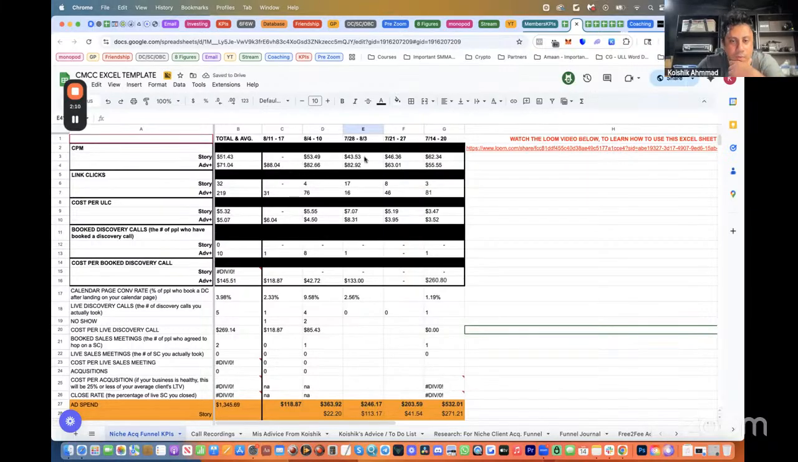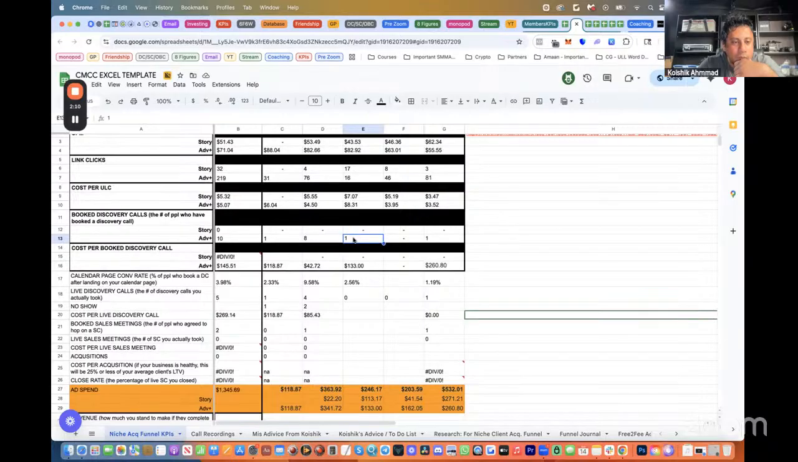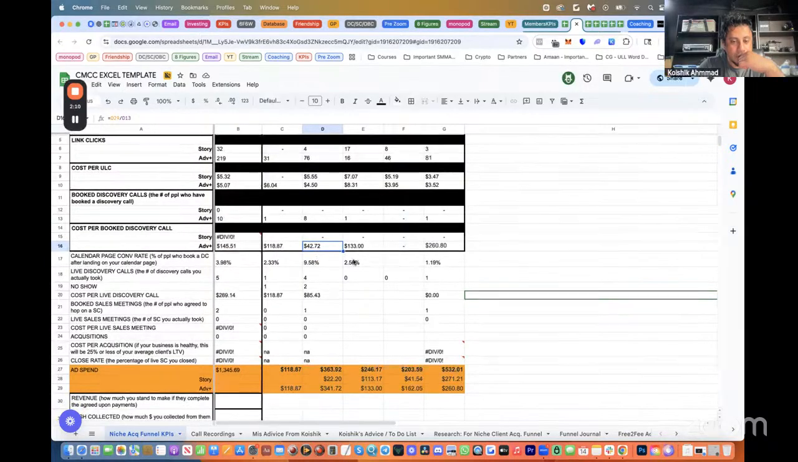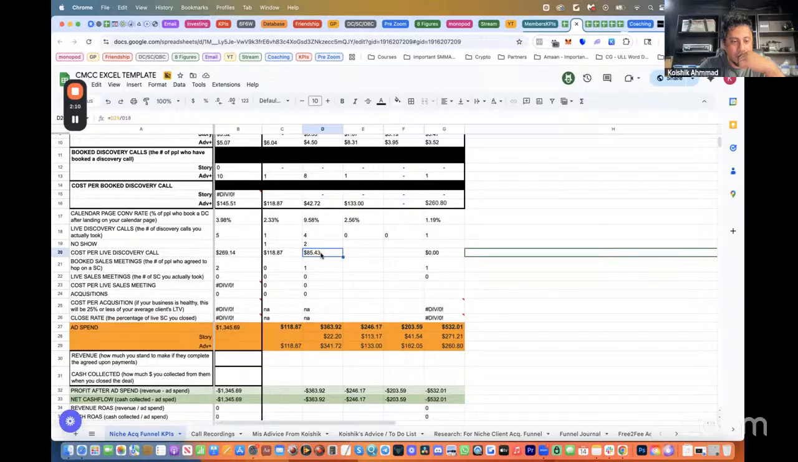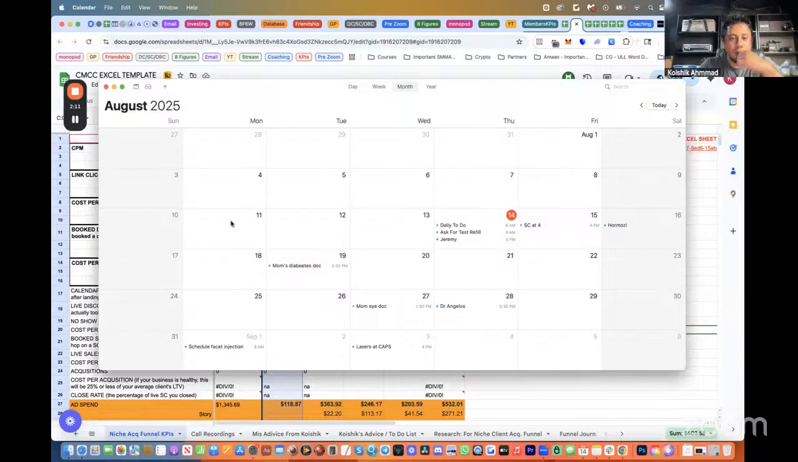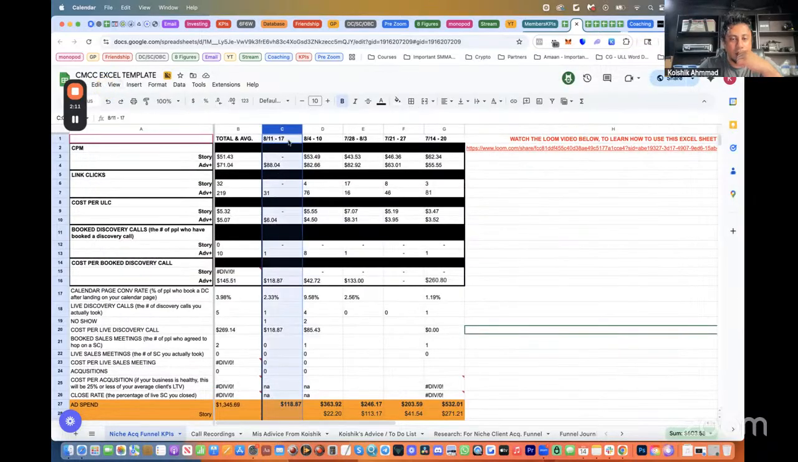Okay, so from this week, our CPM increased, link clicks 17, cost per link click is a little bit high. Initially, we got a booked call. Your cost per booked call here was 133, and your cost per booked call was 42 here. Cost per live discovery call. Okay, so we had the stuff this week, and then I remember we were talking about things potentially puttering out.